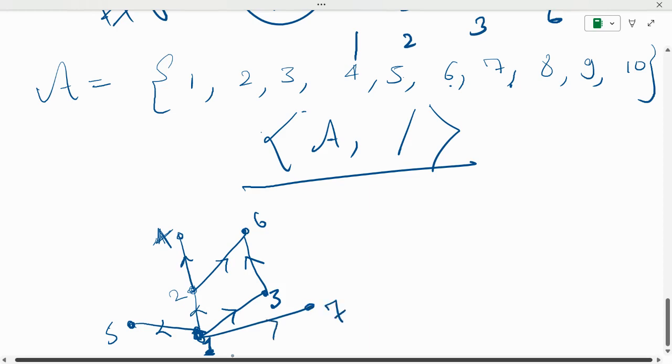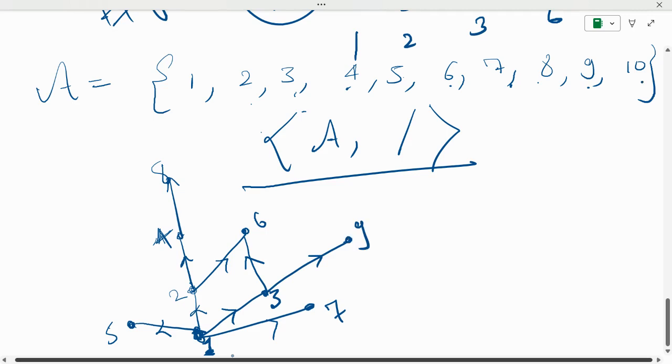Okay. Then we have 8. So 1, 2, 4 divides 8. Okay, then we have 9. So 1, 3 divides 9.